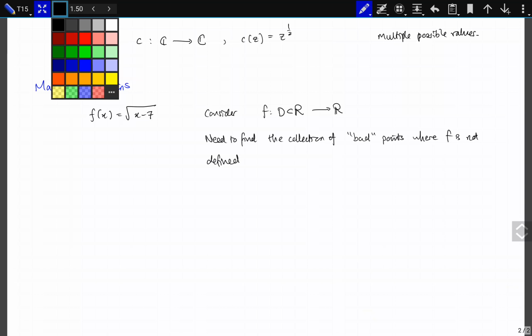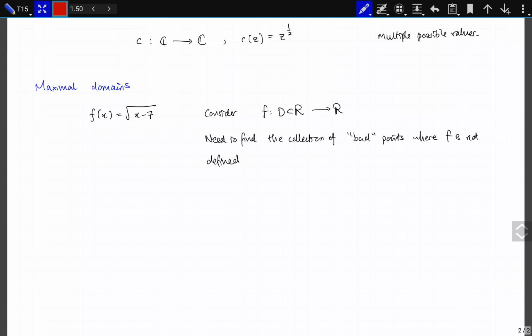So my example here, so where is this bad? It's bad if x minus 7 is less than 0. I don't want to take a square root of a negative number if my image lies in the real numbers. So the maximal domain is what lies outside of this, and it's good. Let's do green for good. And so D is equal to the set [7, infinity), which is the same thing as the set of elements x belonging to R, such that x is greater or equal to 7.